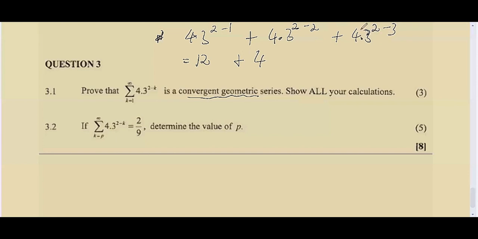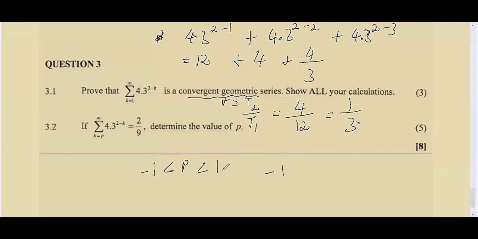So that would be 4 times 1 over 3, which will give you 4 over 3. Now to calculate your r, that's T2 divided by T1. So your T2, that's 4, divided by T1, that's 12. So what is 4 divided by 12? That's 1 over 3. So yes, this is convergent because your r in this case is in between negative 1 to positive 1. Note that your 1 over 3 here is in between negative 1 and positive 1. So this is convergent because your r is an element of negative 1 to positive 1.